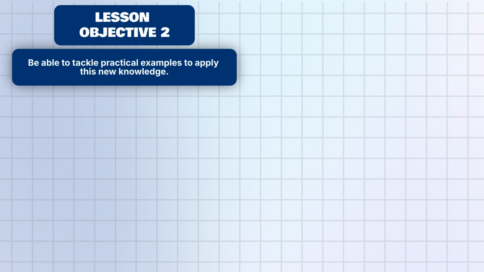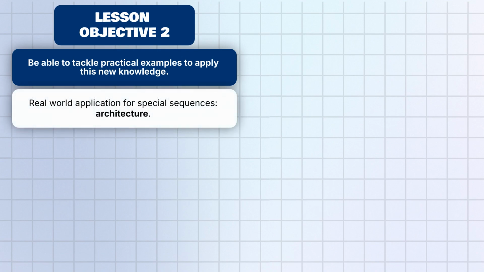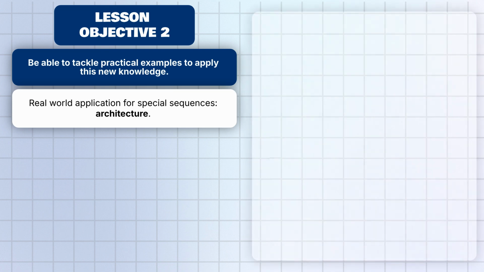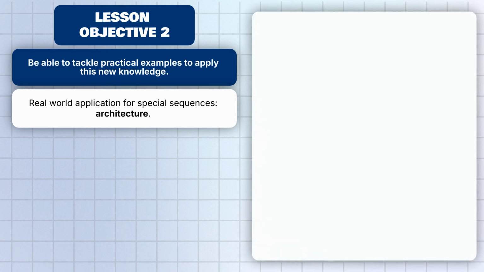Let's attempt a problem that illustrates a real-world application for special sequences. Suppose you're an architect who needs to design a building that aesthetically resonates with nature's patterns. For this, you plan to incorporate the Fibonacci sequence in your design. Let's see how you can go about it. Imagine on your screen a blank canvas representing the floor plan of your building. Let's start by marking a square on this canvas.